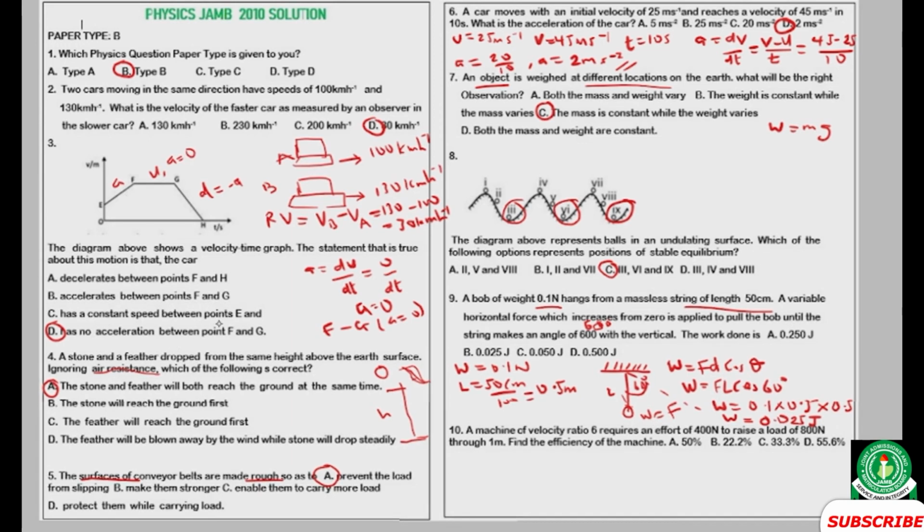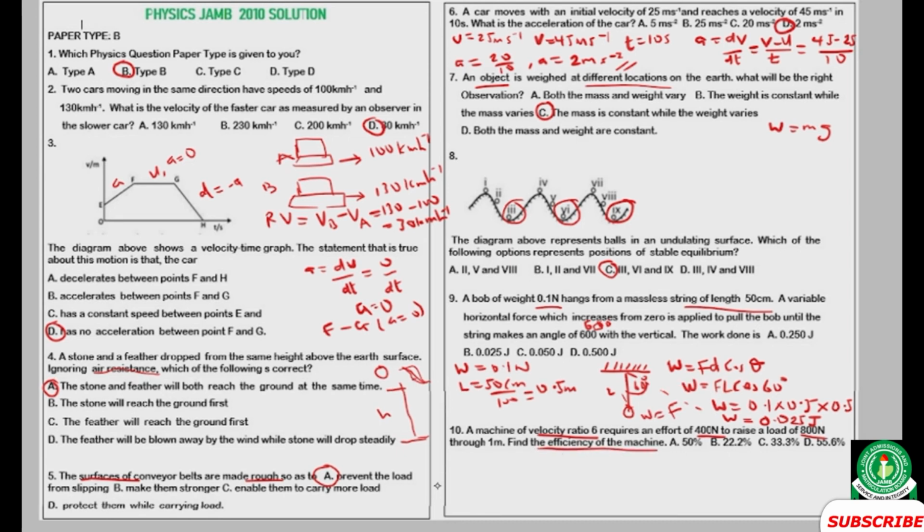So question number 10 says a machine of velocity ratio 6 requires an effort of 400 Newton to raise a load of 800 Newton through 1 meter. Find the efficiency of the machine. We are told that a machine with a velocity ratio of 6, and 400 Newton of effort was used to raise a load of 800 Newton through 1 meter. Find the efficiency of the machine.